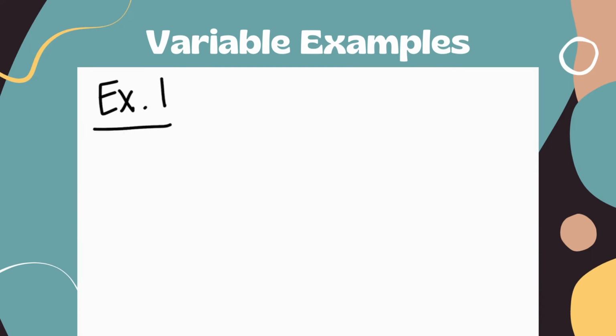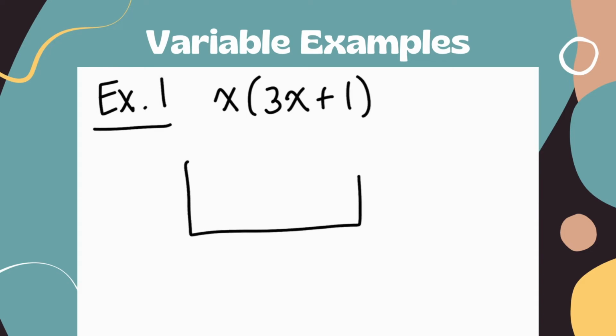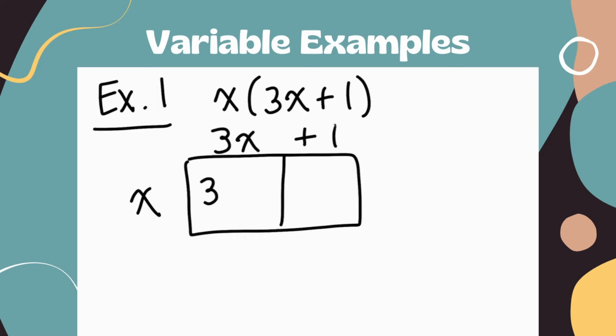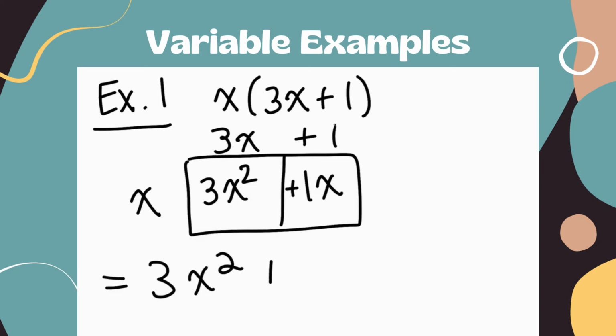So our first example, we have the expression x times the quantity 3x plus 1. We still draw our box. We still put the x on one side, the 3x plus 1 on the other, and separate our box where the plus or minus sign is in our term, and multiply. X times 3x is 3x squared. X times 1 is positive 1x. So our answer is 3x squared plus x. Not too bad, right? This is very similar to what we've done in our previous examples. You might be a little frustrated that we have letters, but it's okay.